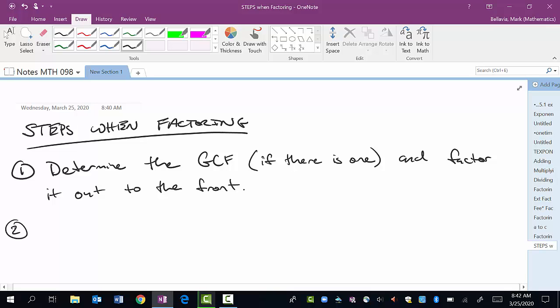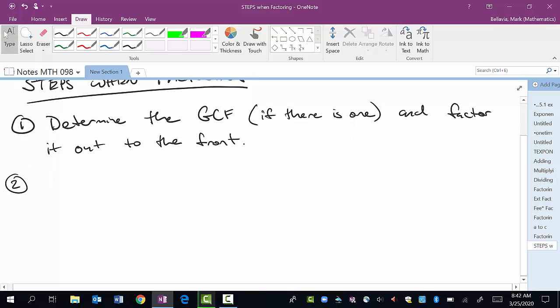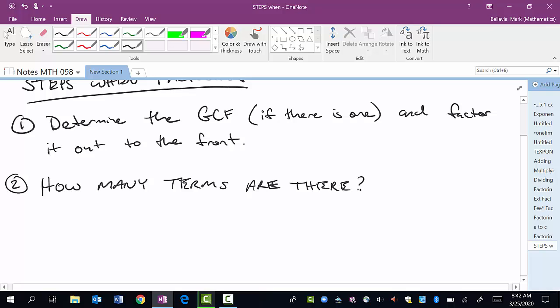The second step really leads you down a different chain depending on the answer to the question. The next question you should always ask yourself is, how many terms are there in your expression? This will really tell you what to do next.